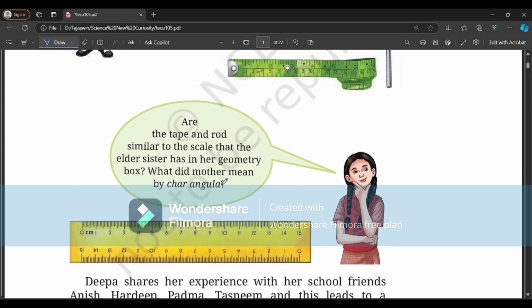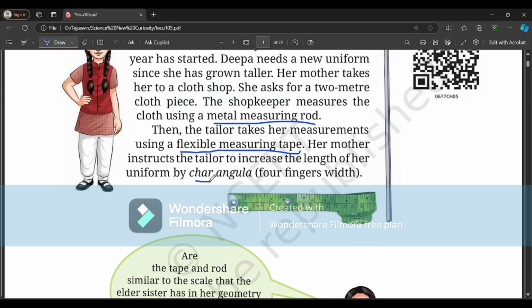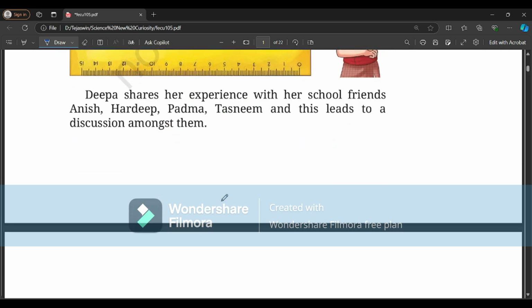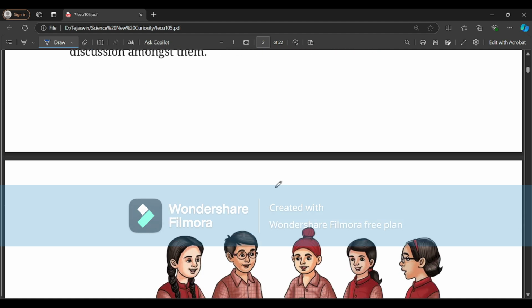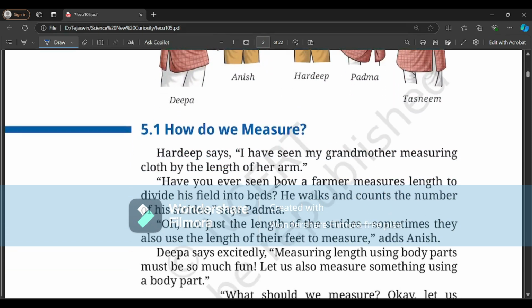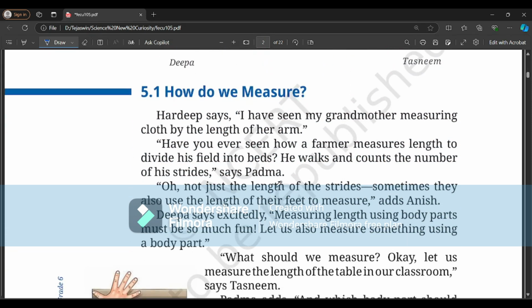And what did mother mean by 4 angul? Mother says to increase the length by 4 angul. So Deepa shares her experience with her school friends, and this leads to a discussion. So these are Deepa and her school friends. The first point they discuss is, how do we measure?